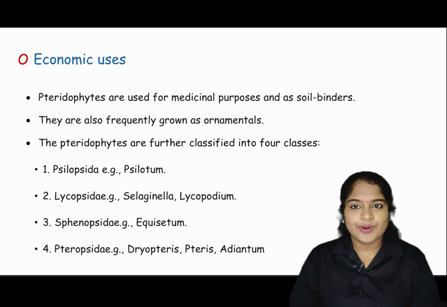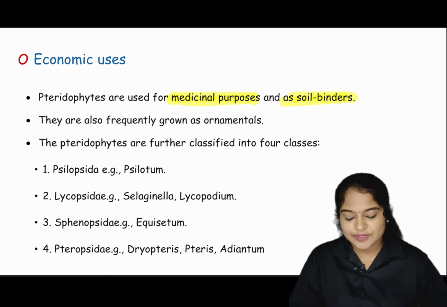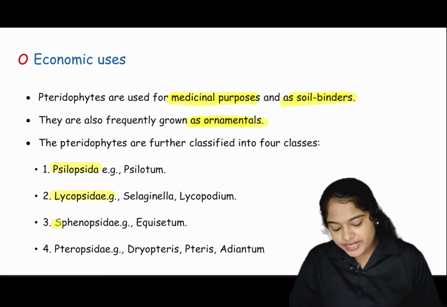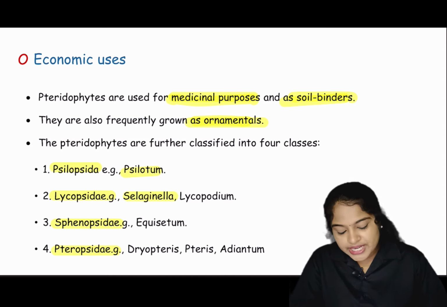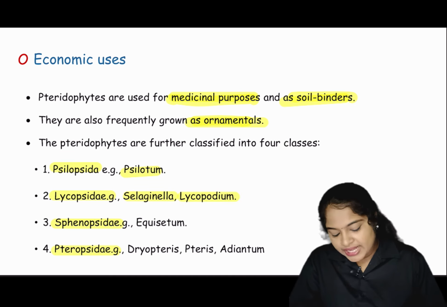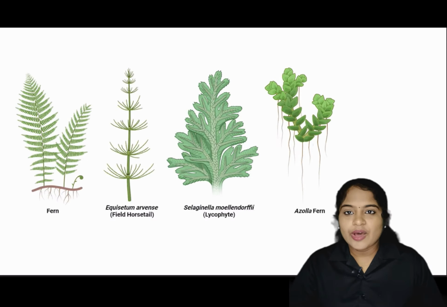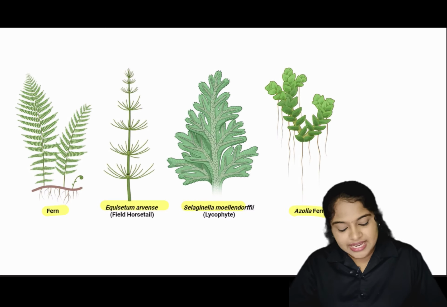Now coming to the economic importance of pteridophytes. These pteridophytes are used for medicinal purposes and also as soil binders. They are also used as ornamental plants. And these pteridophytes are further classified into four classes: Psilopsida, Lycopsida, Sphenopsida and Pteropsida. In Psilopsida, Psilotum is the example. In Lycopsida, Selaginella and Lycopodium are the examples. In Sphenopsida, Equisetum is the example. In Pteropsida, Dryopteris, Pteris and Adiantum are the examples. Now these are the examples of Pteridophyta: ferns, Equisetum, Selaginella and Azolla fern.